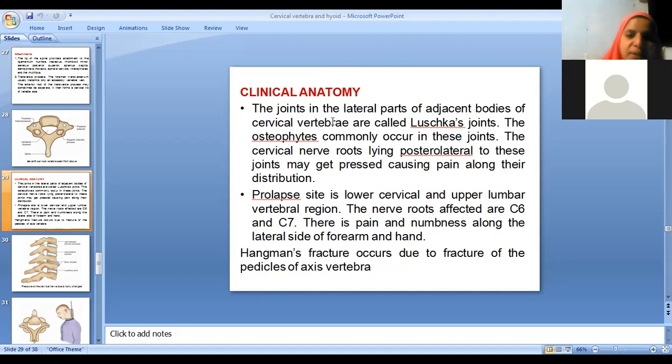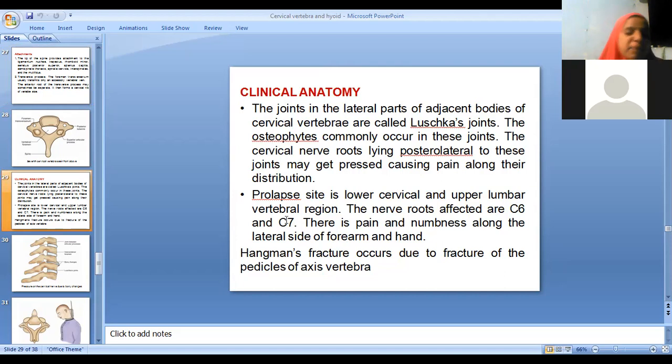No, the joints in the lateral part of adjacent bodies of cervical vertebrae are called Luschka's joints. This is another term, one more term. Sometimes osteophytes may be seen at this point. Cervical spondylosis: some people complain of neck pain, no? In those people, you will see osteophytes may increase.